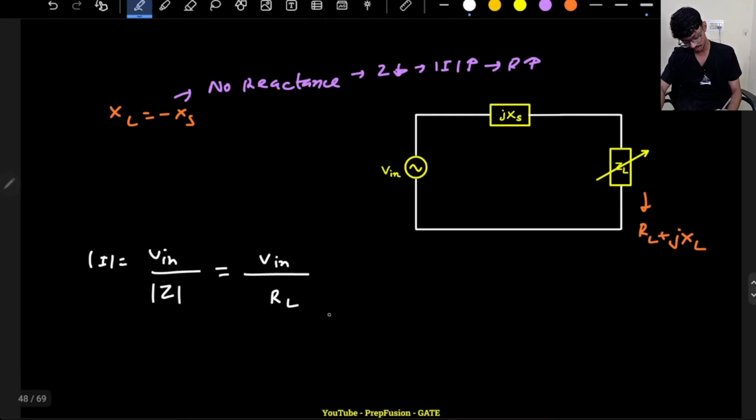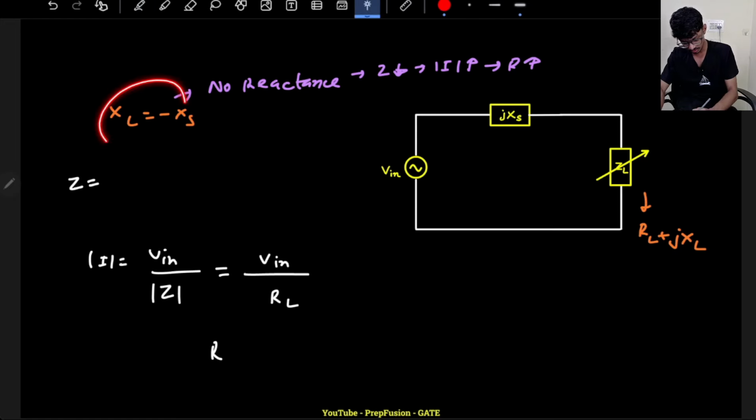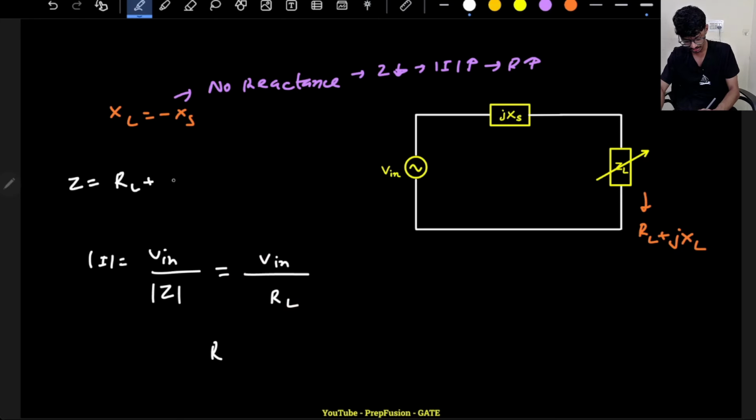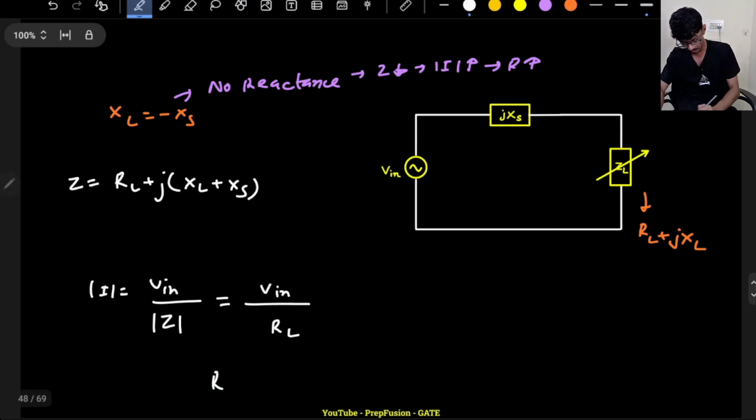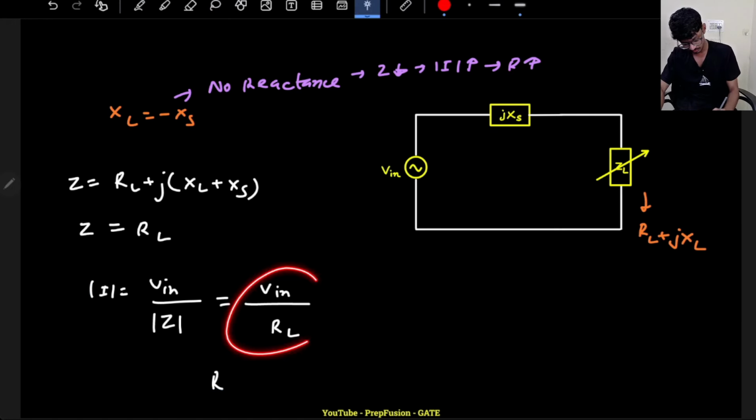And what is the current? Basically, what is the power? Because what is the impedance? As XL is equal to minus XS, my total impedance is R plus jXL plus XS. So if these are negative of each other, ultimately it becomes Z equals RL only. So your input current is V in by RL.